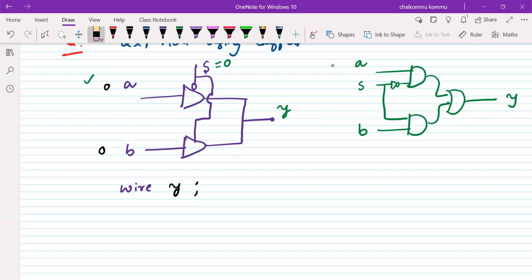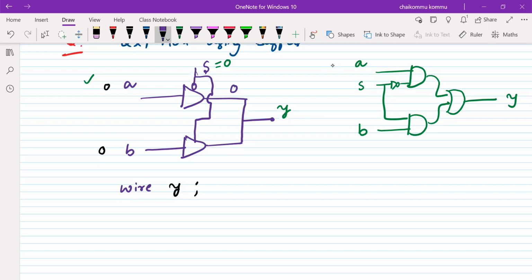What is the value? A will be assigned 0, because here S is equal to 0. If S is equal to 0, this buffer is active. Active means this A signal will be allowed to go here, and that value is equal to 0.